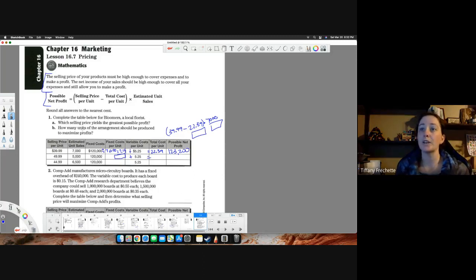And the question is, which selling price yields the greatest possible profit? So once you fill all three of these in, which one is the best? That's what they're asking you there. So we want to know which one gives us the best profit. And then how many units of the arrangement should be produced to maximize the profits. So with this one, it depends on which one gives us the best. And then we'll look at how many we should make based on that answer.